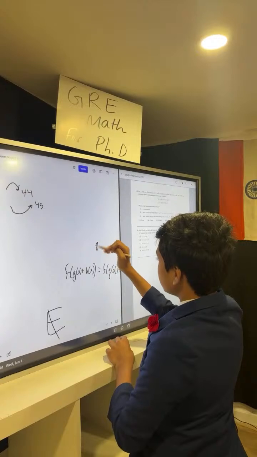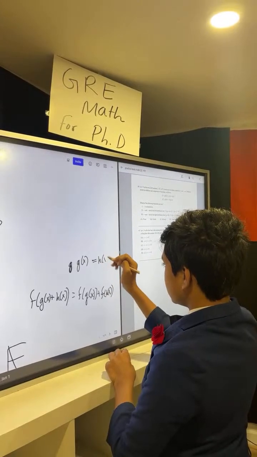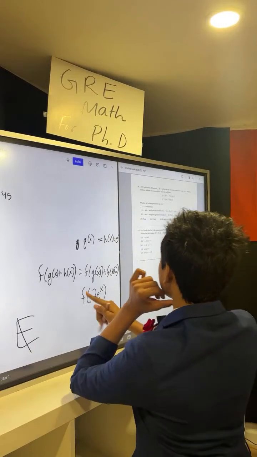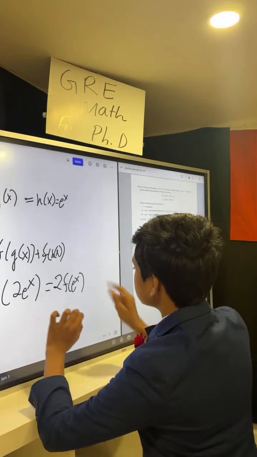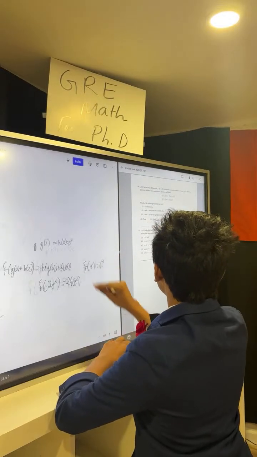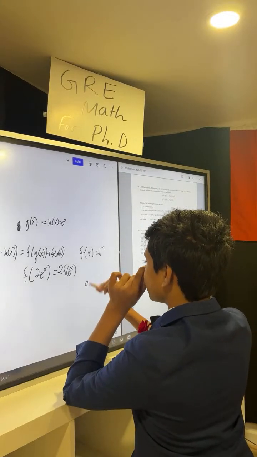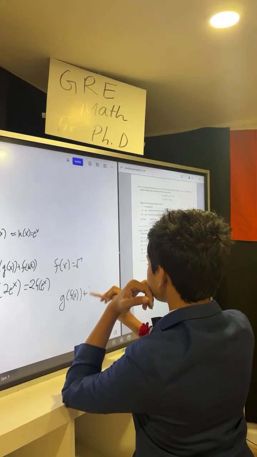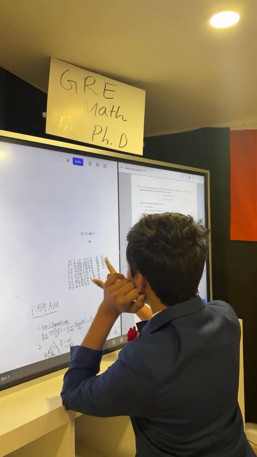What if we set g of x equal to h of x equal to e to the x? Then we have f of 2e to the x is equal to 2f of e to the x. But that's not always going to be correct, because if we set f of x equal to the square root, that's not true. Okay, g of f of x. Yeah, that looks like it's going to be true. It's probably C.